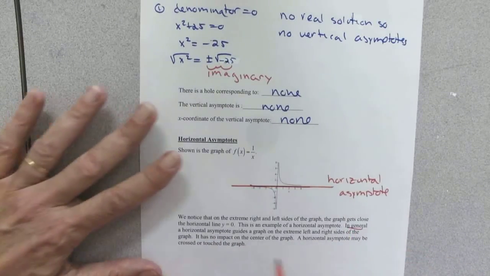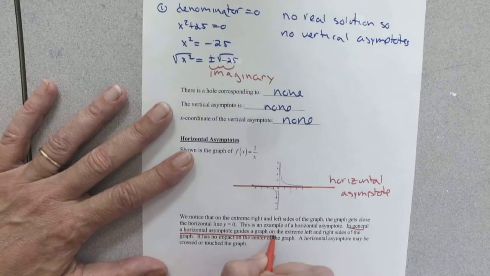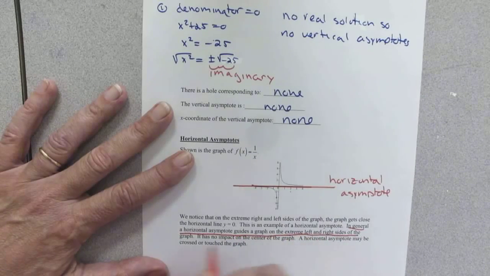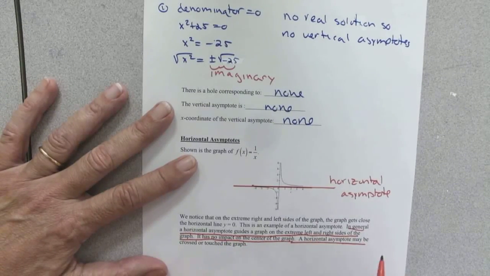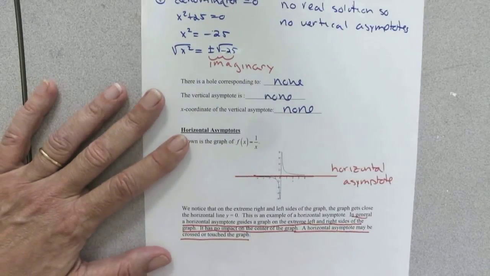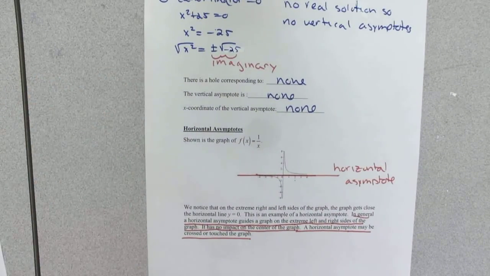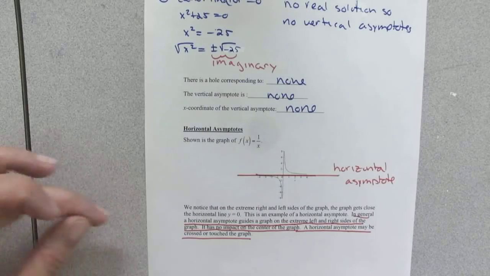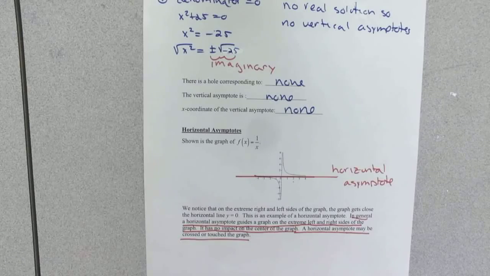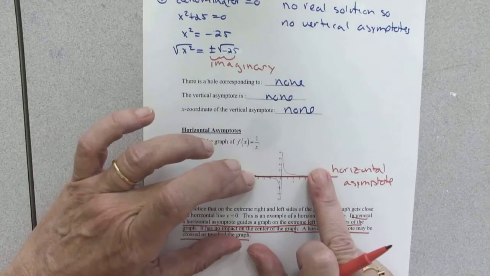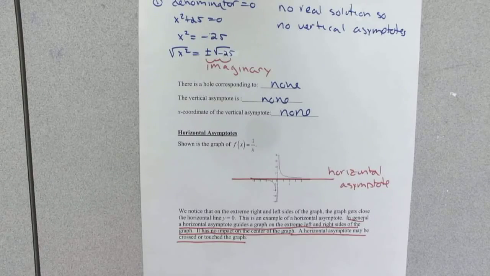In general, a horizontal asymptote guides the graph on the extreme left and extreme right sides of the graph. It has no impact on the center of the graph. A horizontal asymptote may be crossed or touched by the graph. Now, in this particular one, the graph doesn't cross or touch the horizontal asymptote. That's just peculiar to this problem. A horizontal asymptote essentially just tells you where the graph, if it exists, not everything has to have a horizontal asymptote, begins and ends. It doesn't tell you about anything in the center.